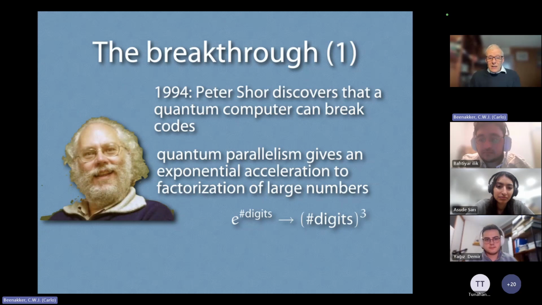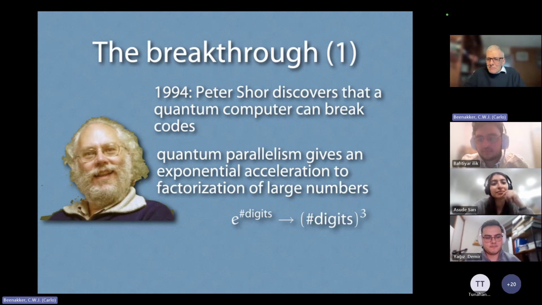The language in which this is phrased in computer science is that the time to break a code with a certain number of digits, instead of being exponential in the number of digits, is only a power law in the number of digits. So exponents grow absurdly rapidly.